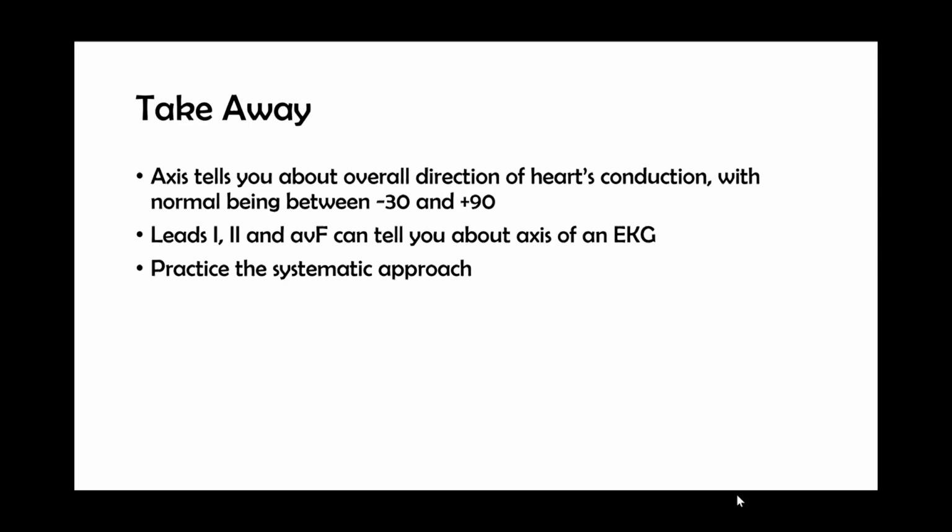So we learned that the axis tells you about the overall direction of the heart's conduction, with normal being between -30 and +90. We talked about how leads 1, 2, and AVF can be used to determine the axis. And again, finally, stick to a systematic approach and practice it, whether it's the one I used or not. There are a few others out there that are useful in interpreting axis that you might find beneficial.